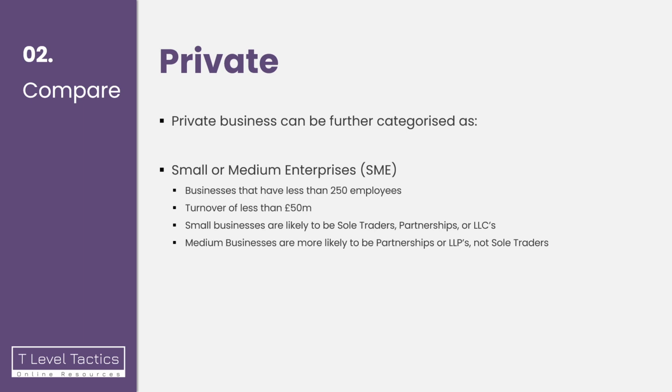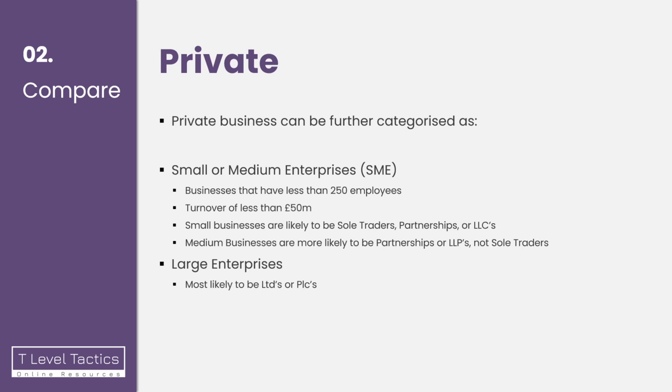If you go over that 250 employee limit, or you turn over more than £50 million a year, you're likely to be classed as a large enterprise instead. And this is where you're more likely to find those private limited companies or public limited companies.